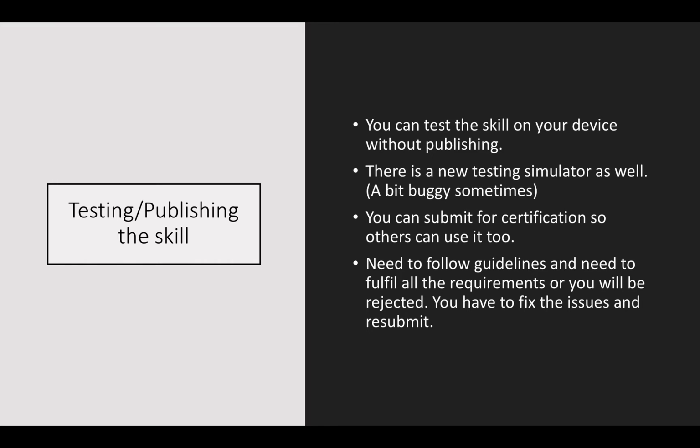Publishing means that you have to certify your skill, and you have to submit it for certification to Amazon, and they will test your skill and find bugs. They'll give you feedback if you haven't followed certain guidelines or haven't fulfilled some requirements, and all you have to do is address whatever issues they've found and resubmit. And at that point, when they certify your skill, other people can use it as well.